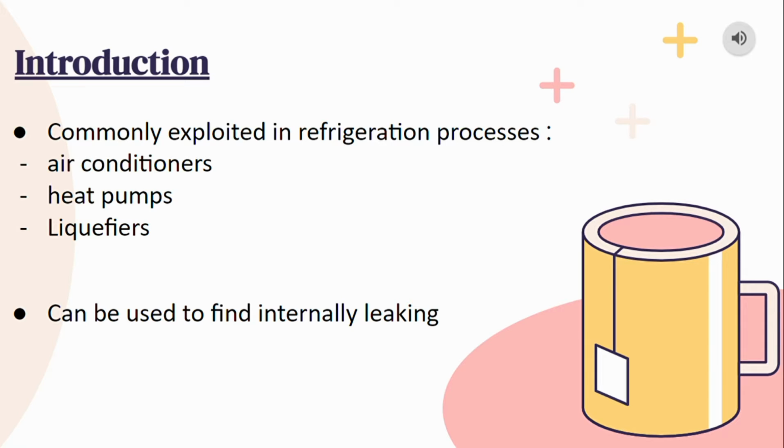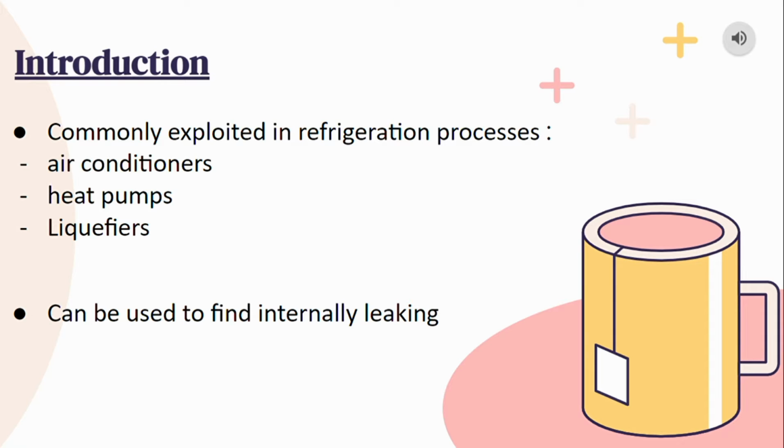The gas cooling throttling process is commonly exploited in refrigeration processes such as air conditioners, heat pumps, and liquefiers. In hydraulics, the warming effect from Joule-Thomson throttling can be used to find internally leaking valves, as this will produce heat which can be detected by thermocouple or thermal imaging camera.